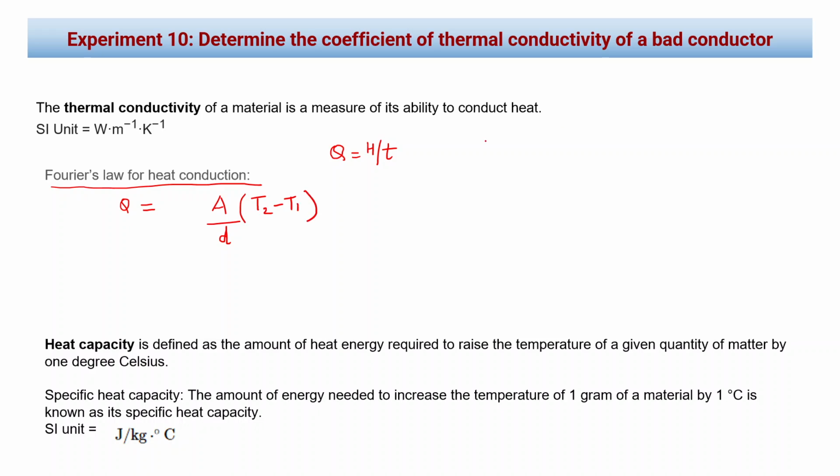If we talk about, which we'll be using in the experiment as well, a cylindrical disc, then it has some thickness d, and it has some radius r, from which we'll get the cross sectional area, which will be pi r square.